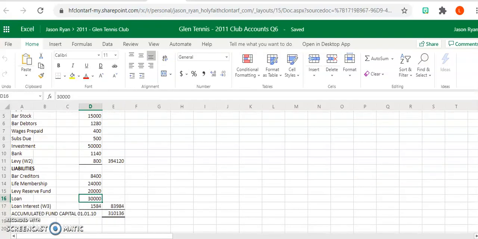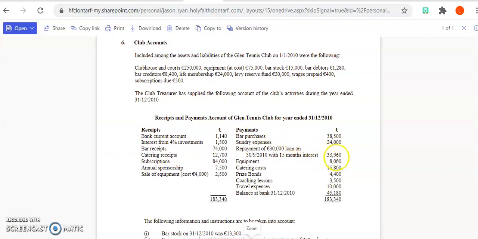And then we need the interest then for this period for the loan. So if we look at the loan we paid back was 33,960. So the interest was 3,960. It was paid back on the 9th. So 9 months are for this period, because it's 15 months for the interest. So with 15 months interest, you have to find out how much interest is for this period and how much interest was for the previous period. So 9 months for this one, and then 6 months then is going to be for the cumulative fund.